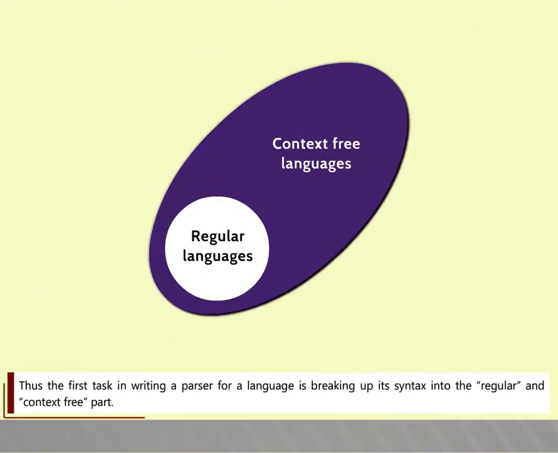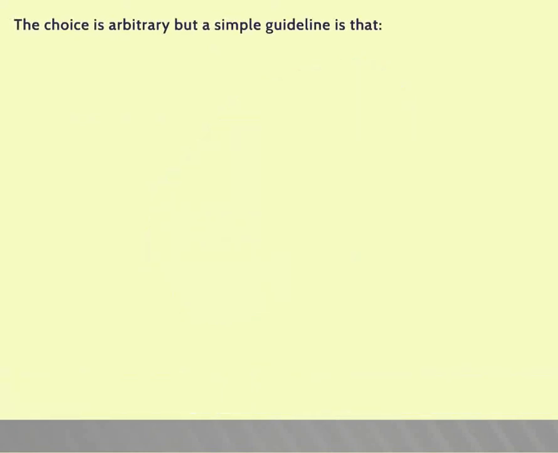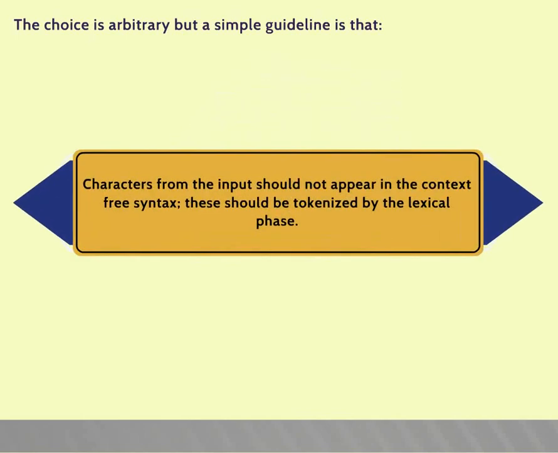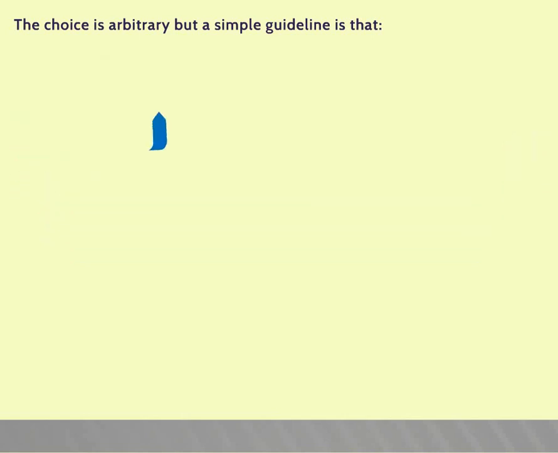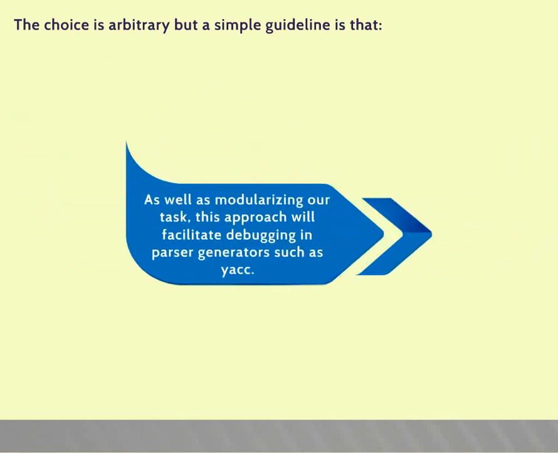Thus, the first task in writing a parser for a language is breaking up its syntax into the regular and context-free parts. The choice is arbitrary, but a simple guideline is that characters from the input should not appear in the context-free syntax. These should be tokenized by the lexical phase. As well as modularizing our task, this approach will facilitate debugging in parser generators such as YACC.